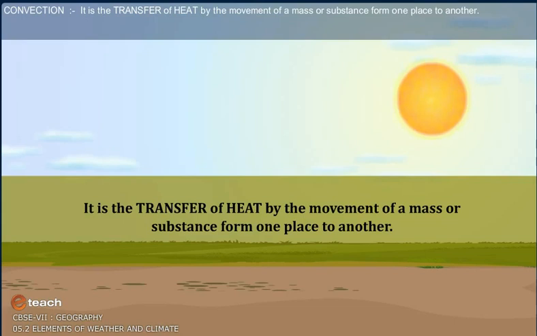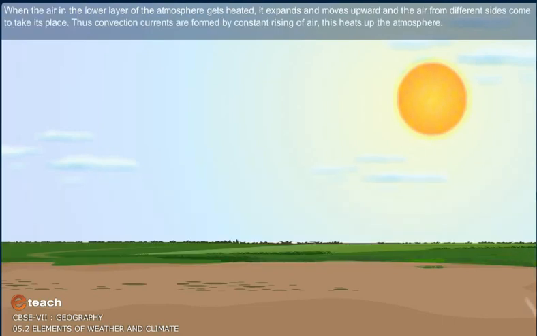Convection. It is the transfer of heat by the movement of a mass or substance from one place to another. When the air in the lower layer of the atmosphere gets heated, it expands and moves upward, and the air from different sides comes to take its place. Thus, convection currents are formed by constant rising of air. This heats up the atmosphere.